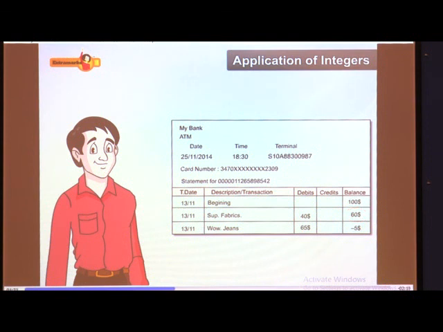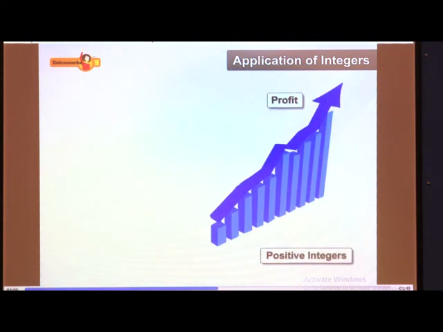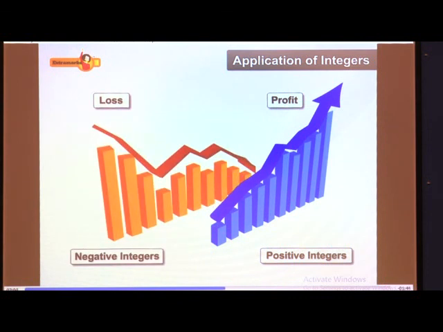He decides he also needs a new pair of jeans to go with his new sweaters, and he finds a pair he likes for $65. If he buys the pants, his account balance will be minus $5. It is easy to see how banks and credit unions use positive and negative integers to show whether money is being put into an account or taken out. Positive integers are used to show profit, whereas negative integers are used to show loss.